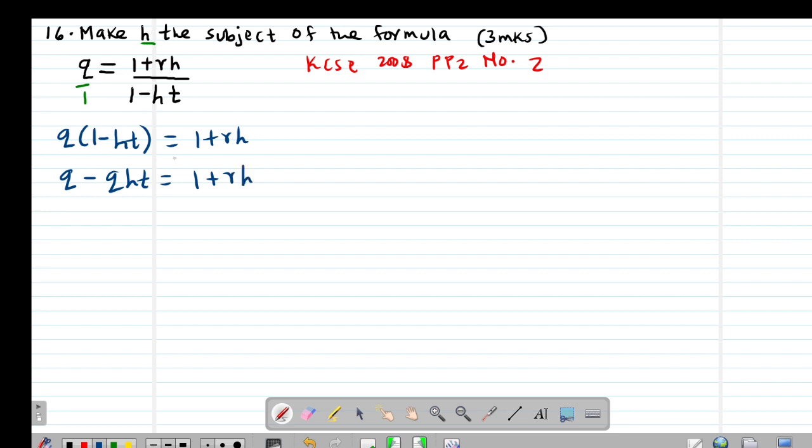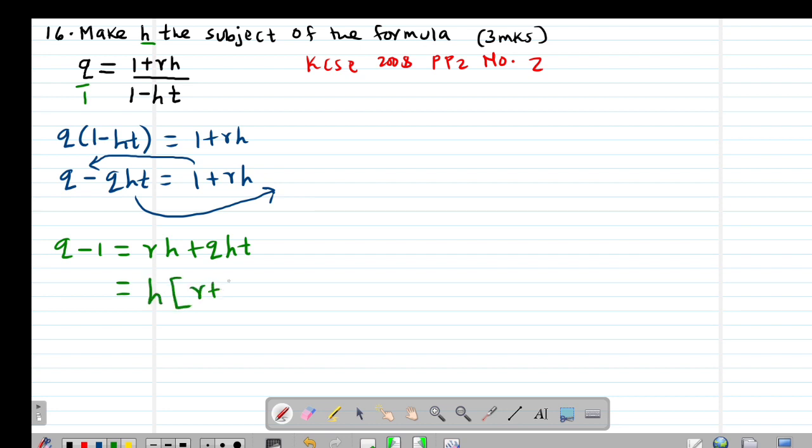We need to make h subject of the formula, therefore I'll group the terms having h, and the ones lacking h, I'll also group them to the other side. So I'll get q minus 1 being equal to rh plus qht. Because h is common, I'm going to factor it out. So I'll have h into bracket r plus qt, which should give me q minus 1. Then I'll divide through with the term in the bracket, which is r plus qt.